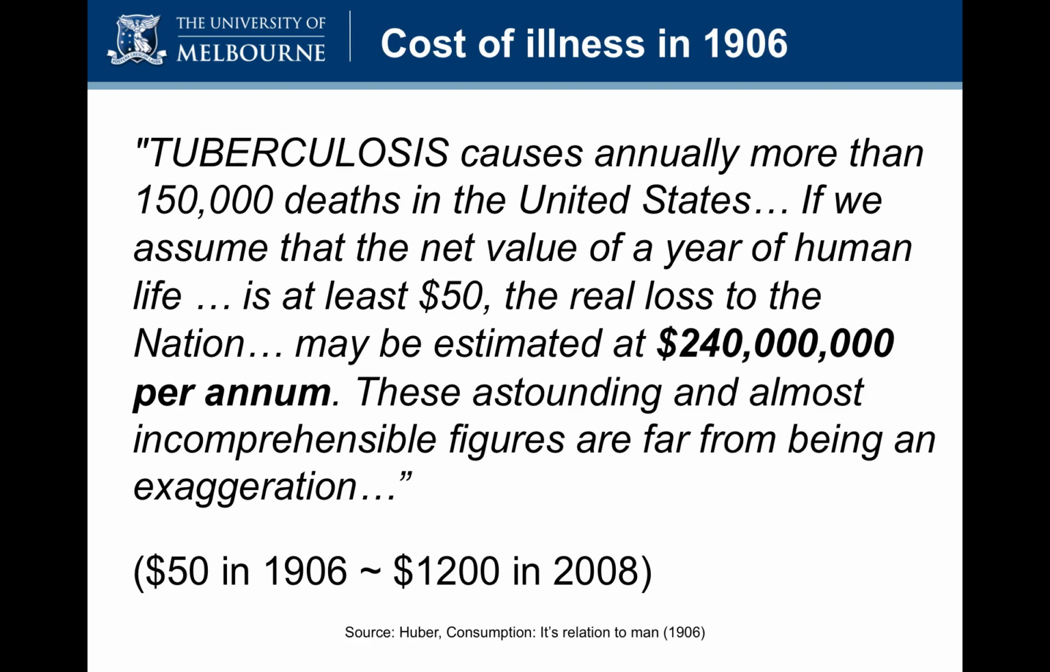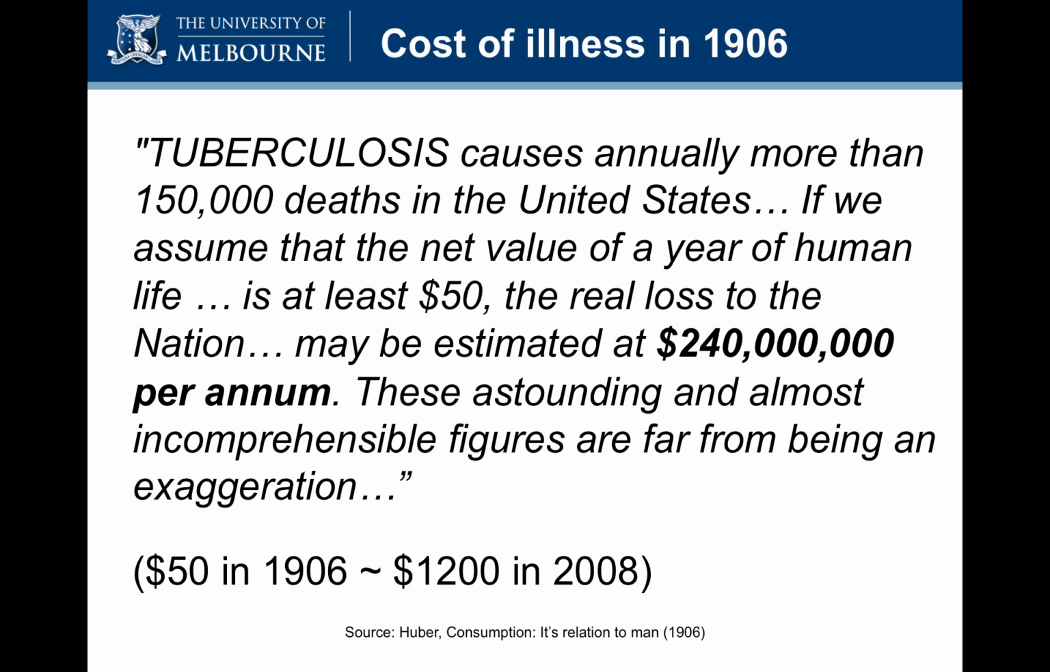So perhaps taking a leaf again out of history, as you can see, this is from a book from 1906 by Huber about tuberculosis, and one of the chapters is about the cost of tuberculosis. And interestingly here, I'll just read the quote out: tuberculosis causes annually more than 150,000 deaths in the United States. If we assume the net value of a year of human life is at least $50, the real loss to the nation may be estimated at $240 million per annum. These astounding and almost incomprehensible figures are far from being an exaggeration.